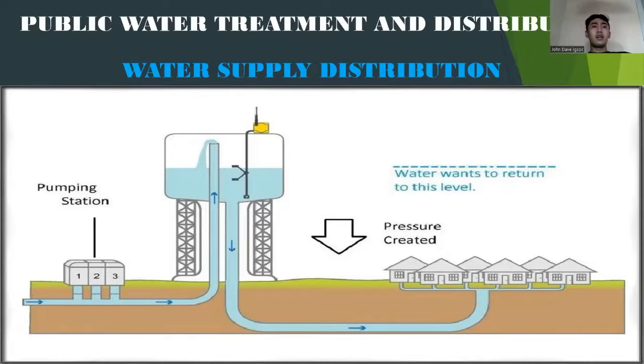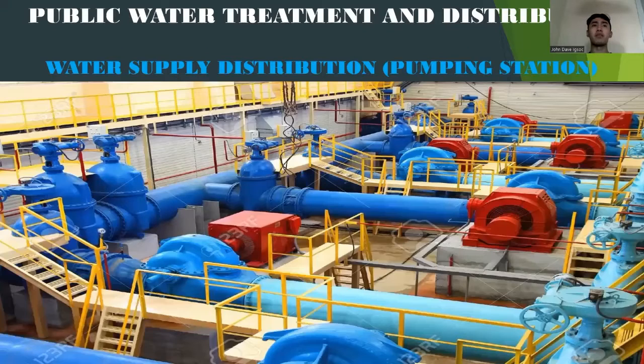And makikita natin sa picture, this is the pumping station, and then yung sa taas naman, yun na yung doon na nila dinidisinfect or hinahaluan ng chlorine yung tubig para ma-disinfect and para ma-distribute na niya sa mga bahay-bahay. As we can see, this is the water supply distribution or pumping station. Ito, yung makikita nyo is, ito yung tinatawag na pumping station.